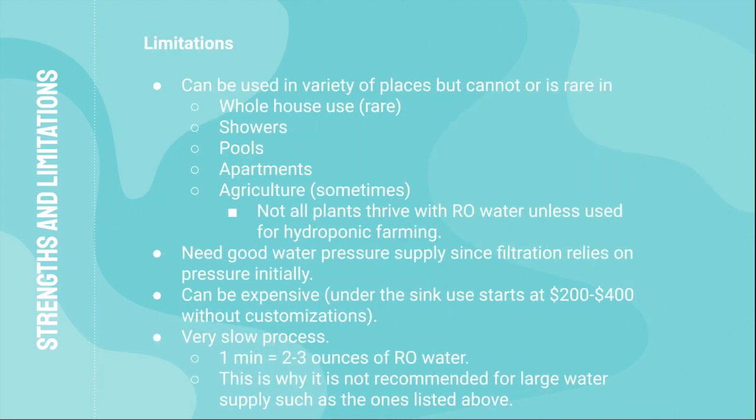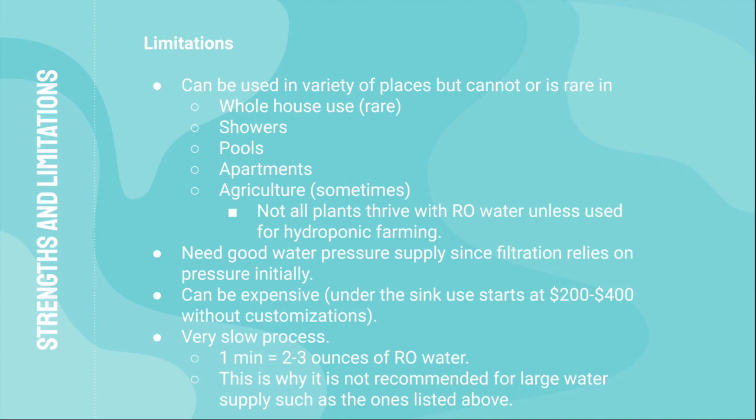There are also some limitations, as I said previously. Some of them are they can be used in a variety of places, but cannot or is rare in whole house use, showers, pools, apartments, and agriculture. They are not commonly seen in an entire house just because the tank is so large, and also because it is a slow process. So trying to use RO throughout the entire house would take a lot of time, even to fill up the tank and for your water to be purified. And the same goes for showers and pools.